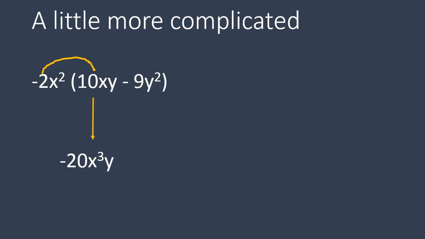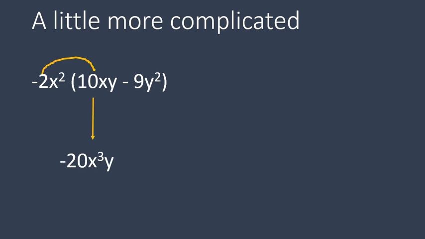For our last question today, the question's a little bit more complicated. Negative 2x squared times 10xy minus 9y squared. Again, go ahead and pause that, solve the question, and then come back to see the fully explained response. Let's use that distributive property, negative 2x squared times 10xy. This one here is kind of challenging.